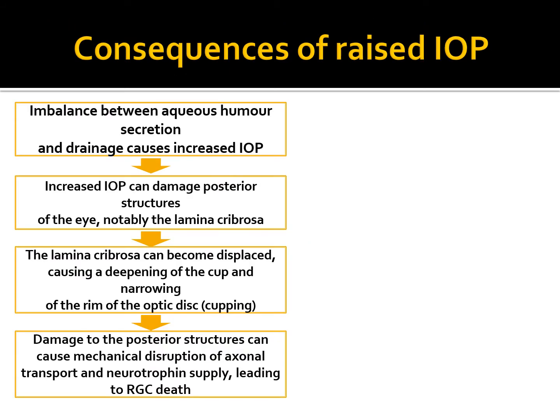So consequences of raised IOP, okay, it's an imbalance between the aqueous humor secretion and drainage. The increased IOP damages posterior structures of the eye, notably the lamina cribrosa, and then the lamina cribrosa can become displaced, causing a deepening of the cup and narrowing of the rim of the optic disc. The damage to the posterior structures can cause mechanical disruption of axonal transport, leading to retinal ganglion cell death.